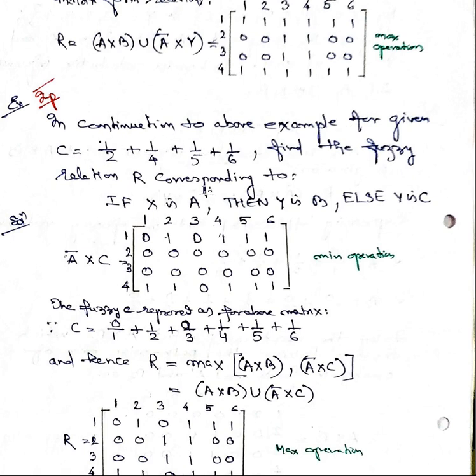Next question. Now here is a question for us. If A, then B, and else C is given. So C is given this value. Now it is asking for a fuzzy relation R. How is this R going to be derived? Now this R is based on this C. So you know the A complement.